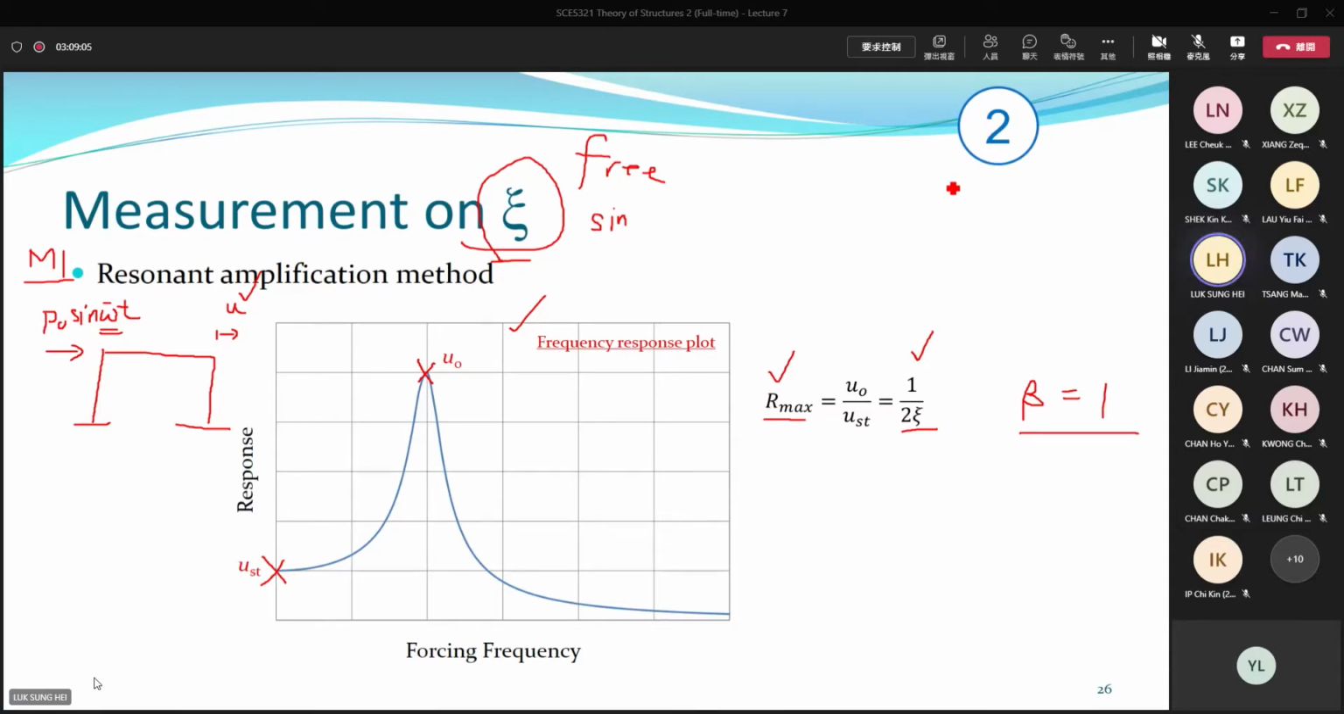At the same time, by definition, RD is equal to the maximum dynamic response at resonance over the static displacement. This is by definition: the maximum response over the static response gives you the factor RD.